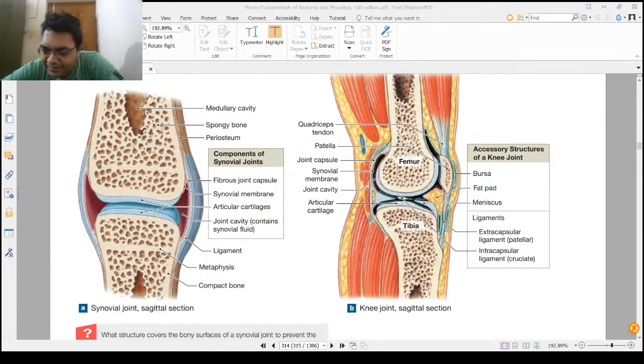So have you seen this? Are you clear with it, or shall I explain it to you again? Have you been able to comprehend completely? Where is the slip? Where is the membrane, synovial membrane, capsule, ligament? Okay. Is it clear completely?